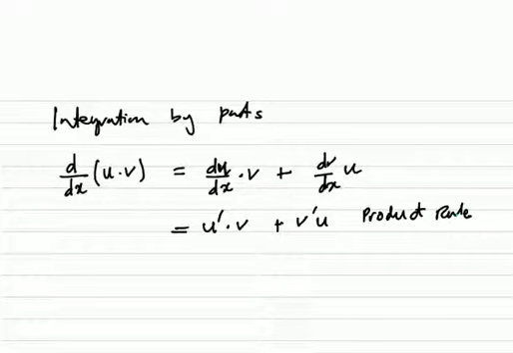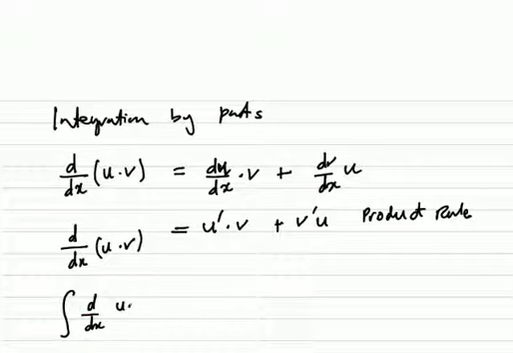So now, having understood in the previous situation that differentiation is the inverse of integration, if I introduce an inverse here to d/dx of u times v, I'm just going to write it roughly. Then, if I introduce it on both sides, I'll basically have on this side u prime times v plus v prime by u.